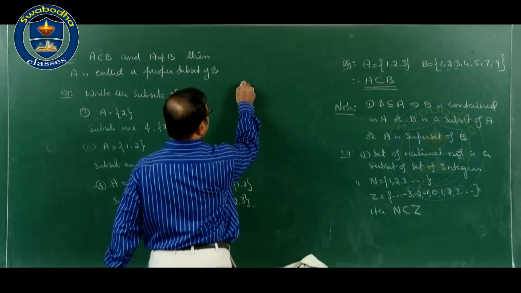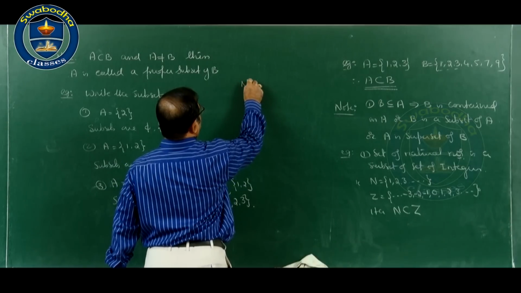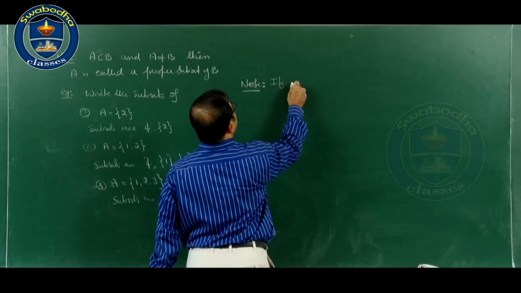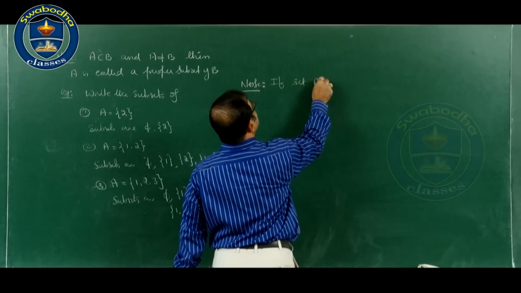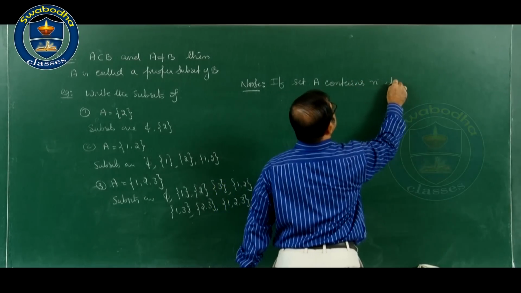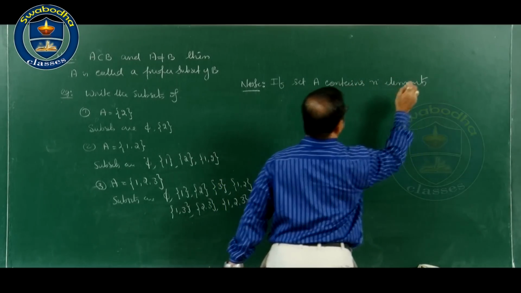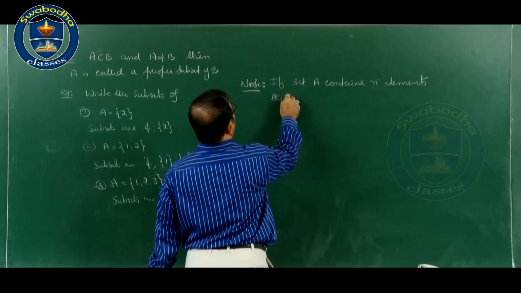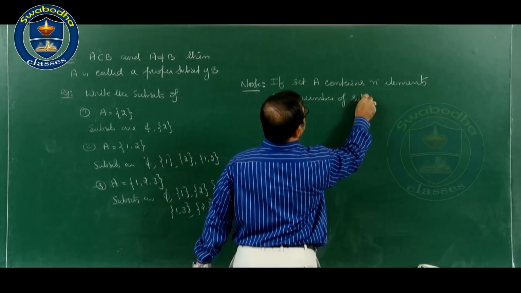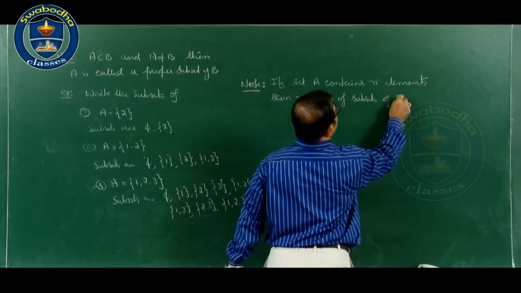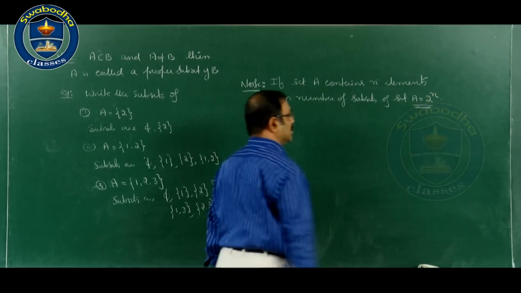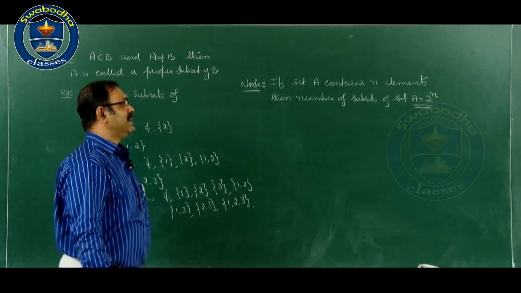Note, if set A contains n elements, then the number of subsets of set A is equal to 2 power n. You have to strictly remember this result.